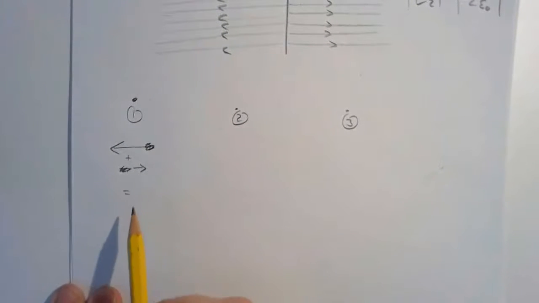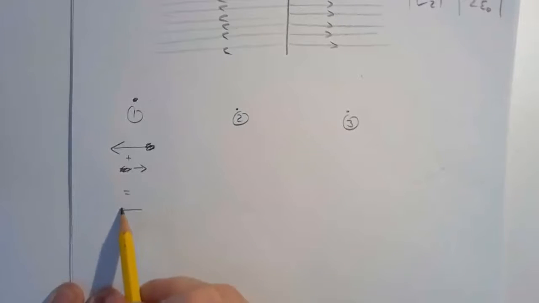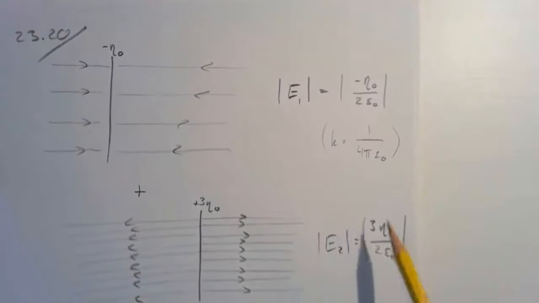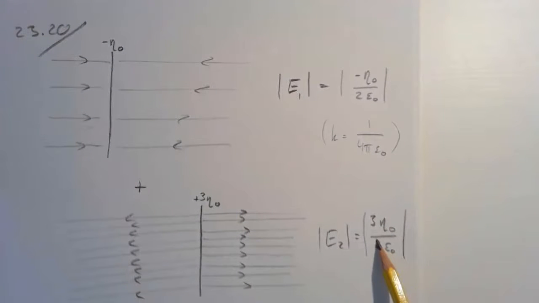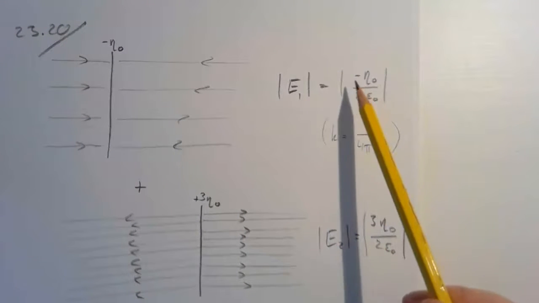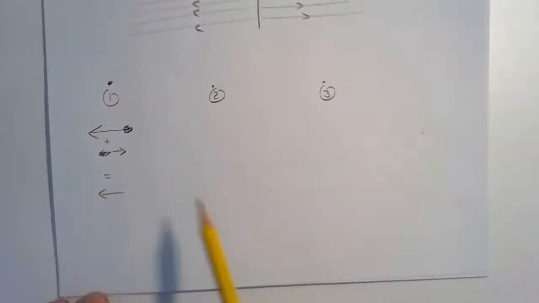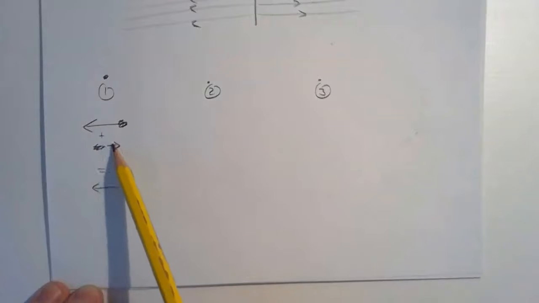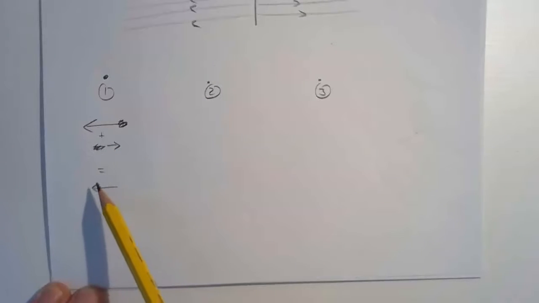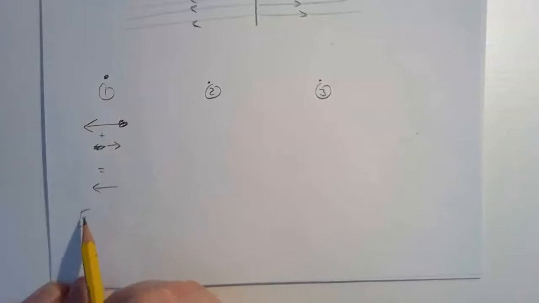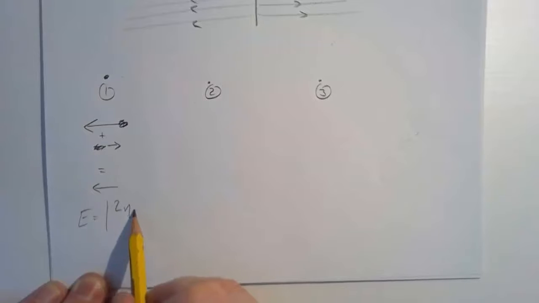And so what you end up with is essentially just this way. And the value here is going to be this one, the one to the left, minus this one, the one to the right, because the fields point in the opposite direction. So I subtract one from the other. The bigger one wins. This one wins, so the final field is to the left, but it is weaker by this amount. So here the field strength is twice eta 0 over 2 epsilon naught.